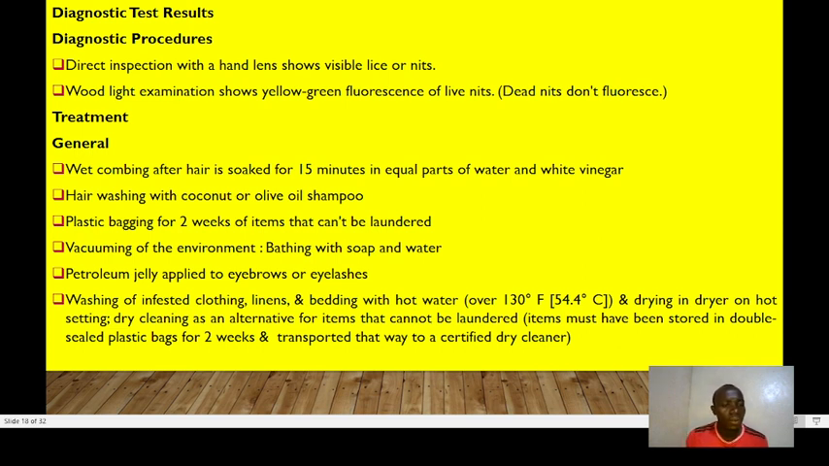We could also do vacuuming of the environment, bathing with soap and water, petroleum jelly applied to the eyebrows or eyelashes, and washing of infested clothing, linen, and bedding with hot water of over 54 degrees Celsius, or drying in a dryer on hot setting. Dry cleaning is an alternative for items that cannot be laundered. Items must be stored in double sealed plastic bags for 2 weeks and transported that way to a certified dry cleaner.